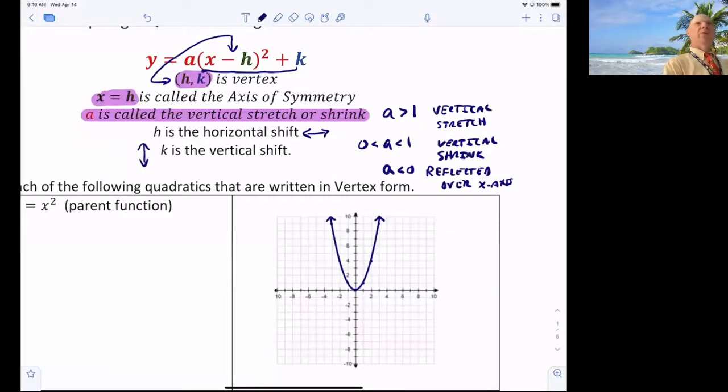I said it's the most basic function of x squared. There's nothing else. Parent function is just described as the most basic. There's no shifting, there's no shrinking, stretching, reflecting. It's just the most basic function.